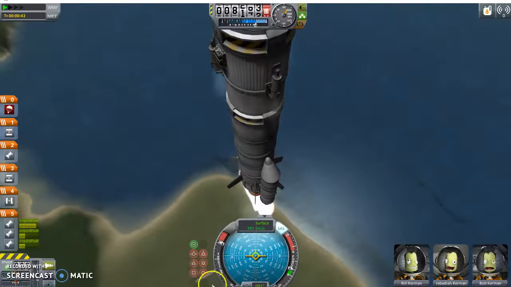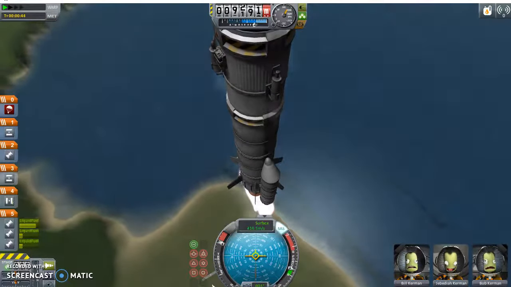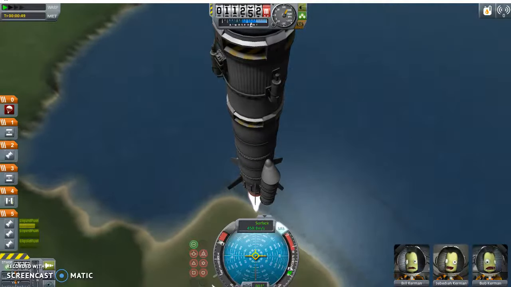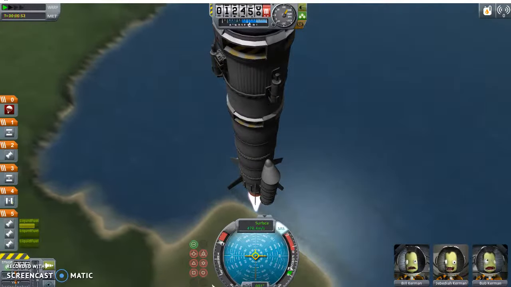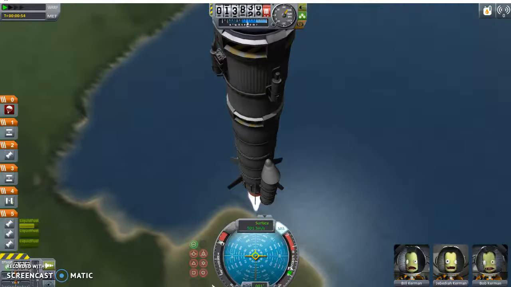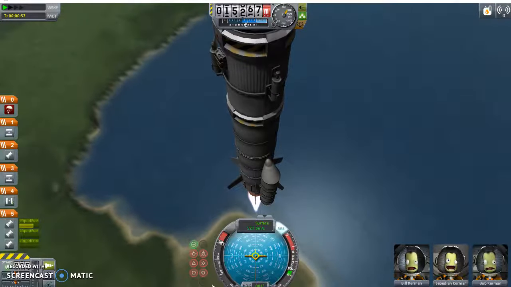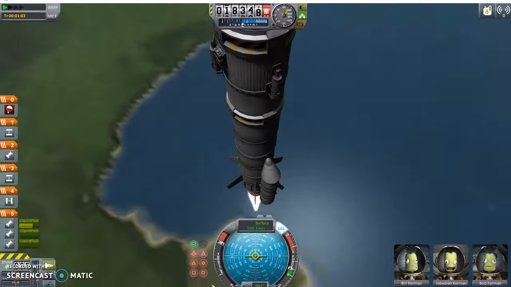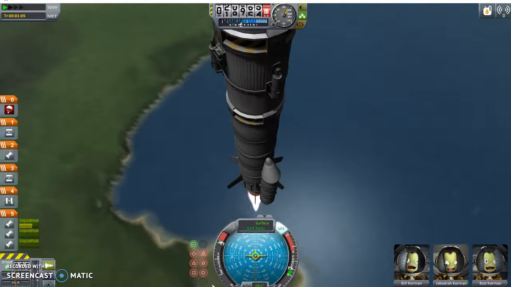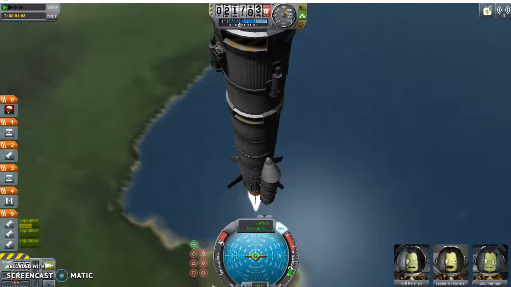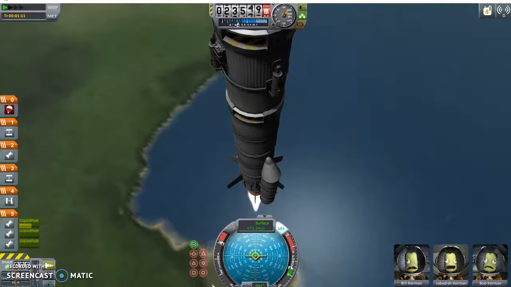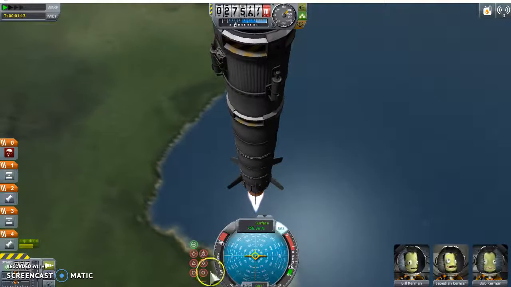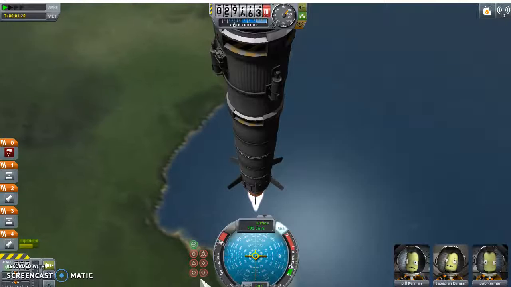All these icons can be represented with your right hand. If you hold your first three fingers at perpendicular angles, point your index finger towards prograde, your thumb perpendicular to that, and your middle finger towards radial, and the opposites are just the opposite directions. So yeah.